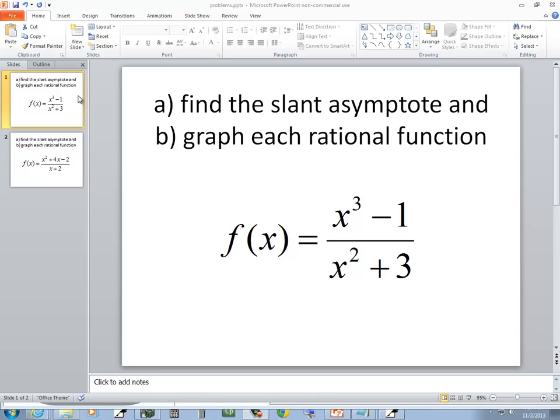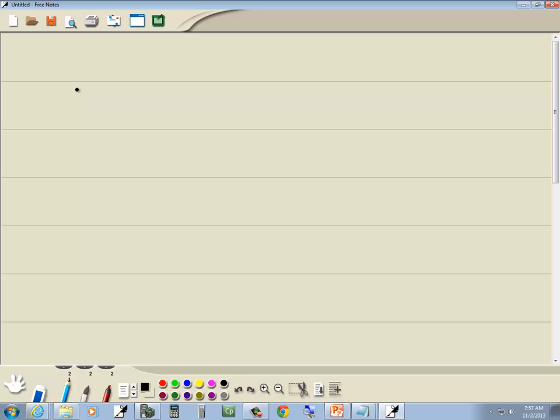Let's take a look at this problem. We've got f of x is equal to (x to the third minus 1) over (x squared plus 3). Now, whenever the degree of the top is exactly 1 larger than the bottom, that's when you have a slant asymptote. Our degree of the top is 3, degree of the bottom is 2. And part A is asking us to find that slant asymptote.